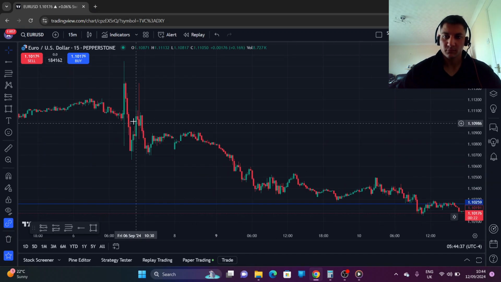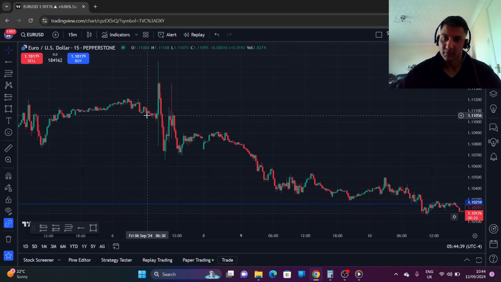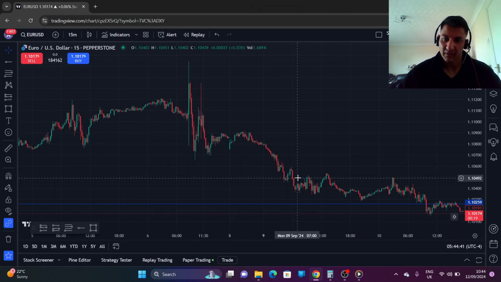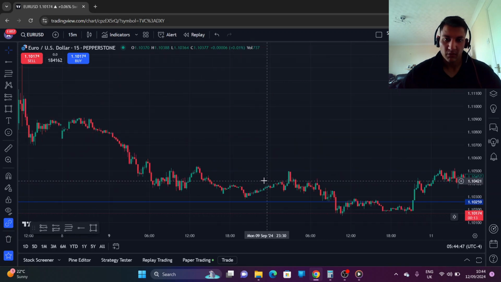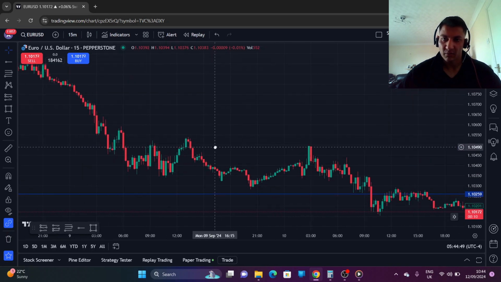So let's zoom out. Clearly we're in a downtrend. If you zoom out, clearly we're in a downtrend. And if you zoom out a bit more, see this liquidity right there? That's what we're going for. So let's get back in on the charts.